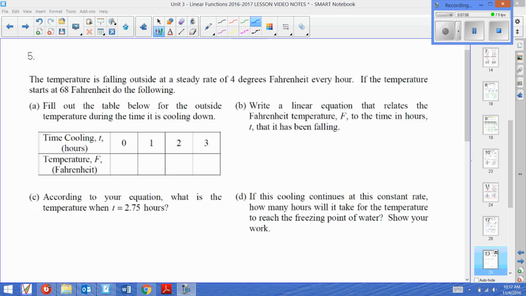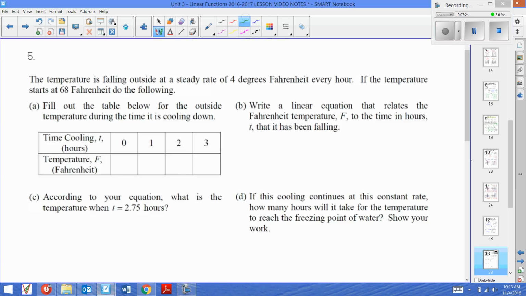Now that we have spent some time looking at the graphs of functions, let's also make the connection to the table. In number 5, the temperature is falling outside at a steady rate of 4 degrees every hour. If the temperature starts at 68, okay, so the temperature is initially 68 degrees, and then every single hour drops 4 degrees. So 68 minus 4 would be 64. Dropping another 4 would be 60, and so on and so forth. So here's our table filled out.